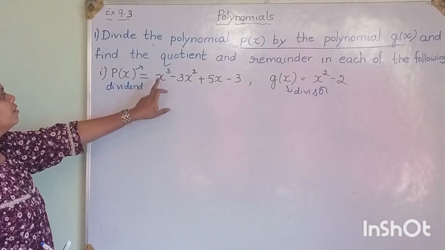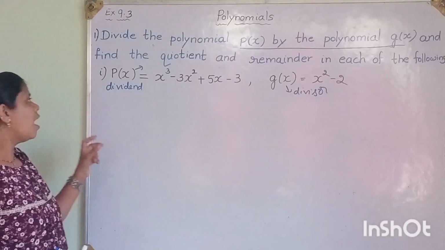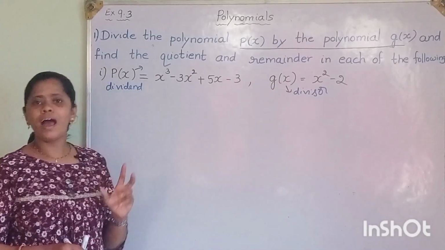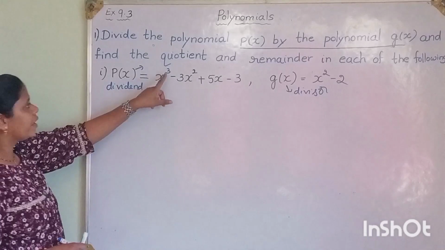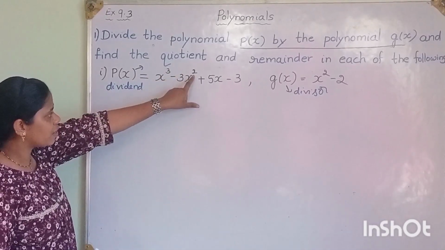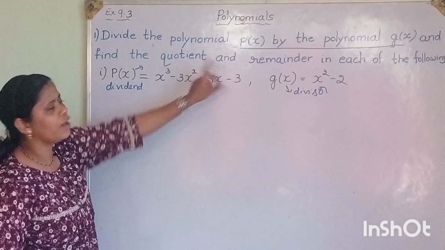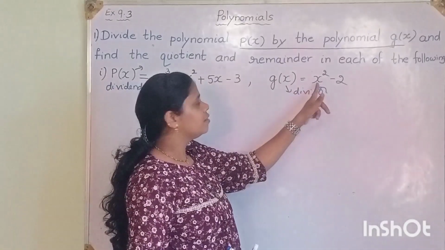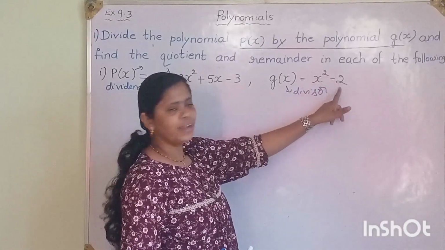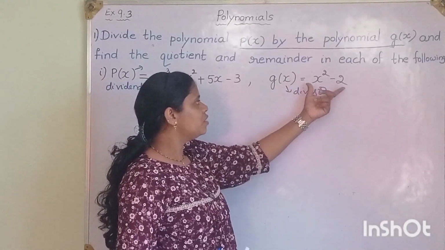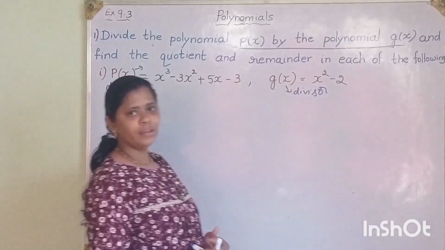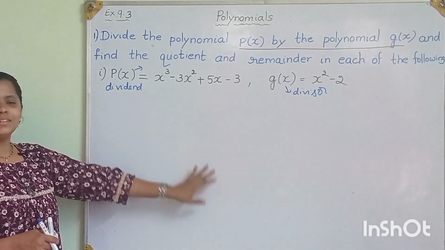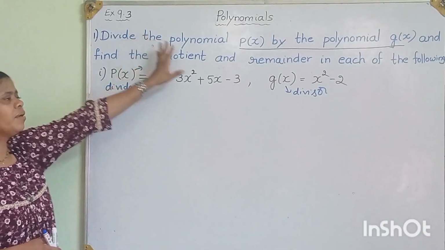Now look at this. First, to divide, we have to see whether both p of x and g of x are in order. Say x cube. Afterwards, we have x square. Afterwards, the degree of x is 1. It is in order. Here, the degree of x is 2. Next, we have a number. This is also in order. Now, we can divide. And the place is not enough to solve this one, so let me rub this.